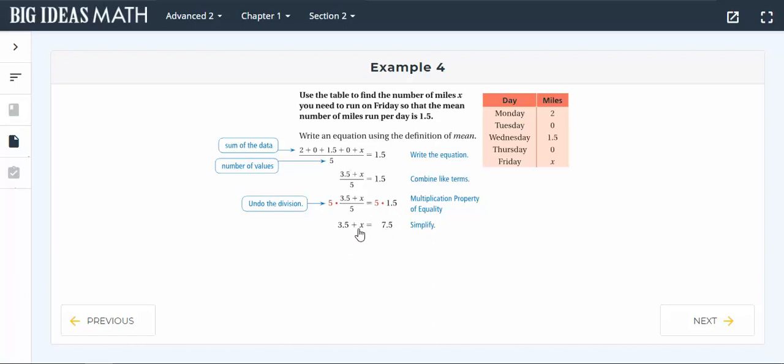And now to get x by itself, we're adding it. So to get rid of a positive 3.5 is to subtract 3.5 on both sides, and I get x is equal to 4. And then of course, you could plug that back in, add them all up, divide by 5 to see if you came up with 1.5. You could always do a double check.